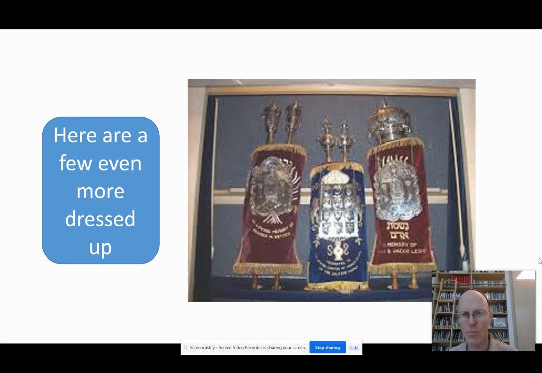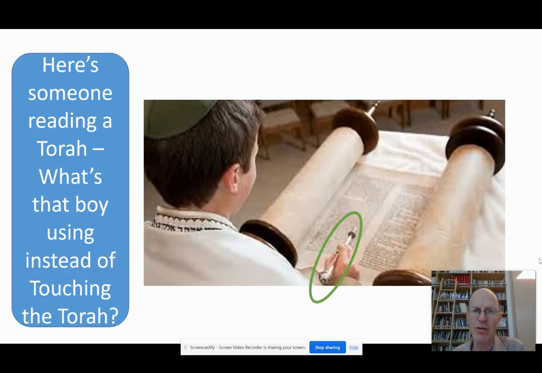And if they want at some point to come visit a Torah, we have one in the Beit Midrash where I'm sitting now. Here's an unrolled Torah. Here's a person reading from the Torah, and they're not touching it with their hand, but with the yad.